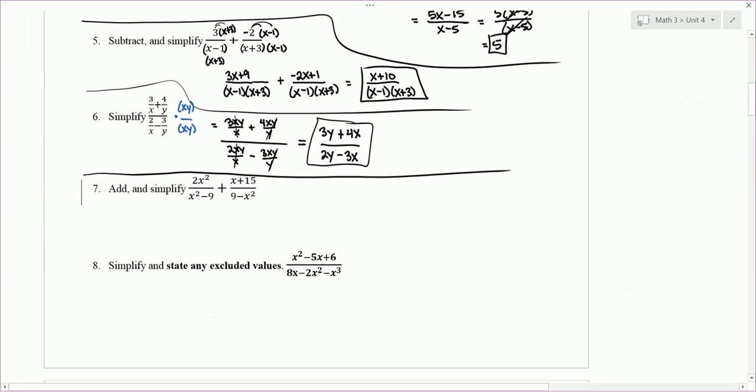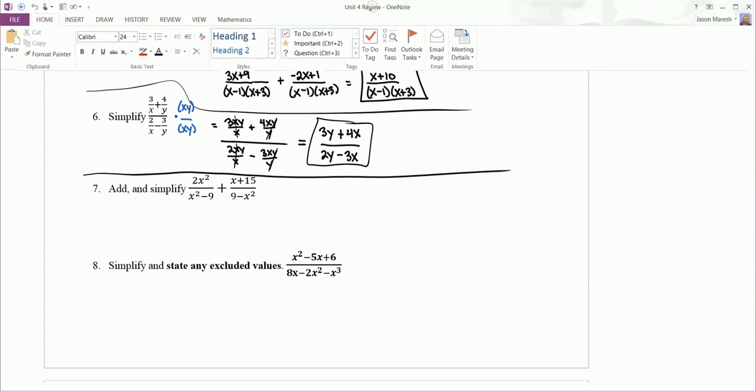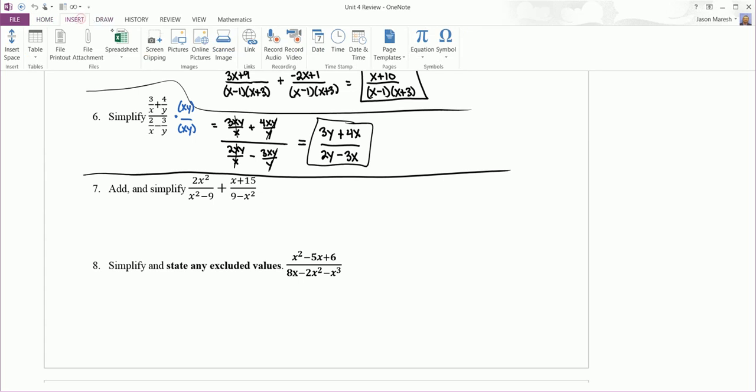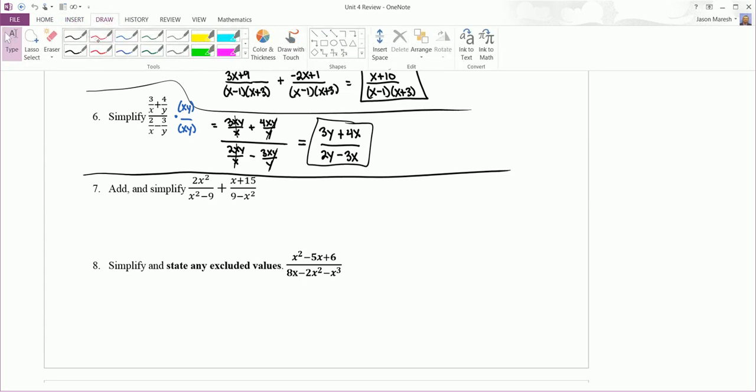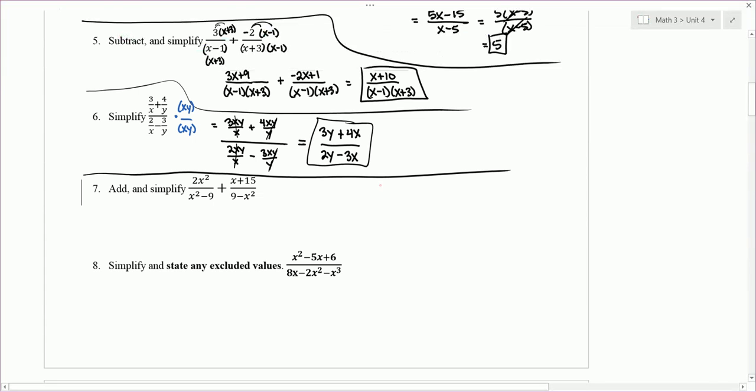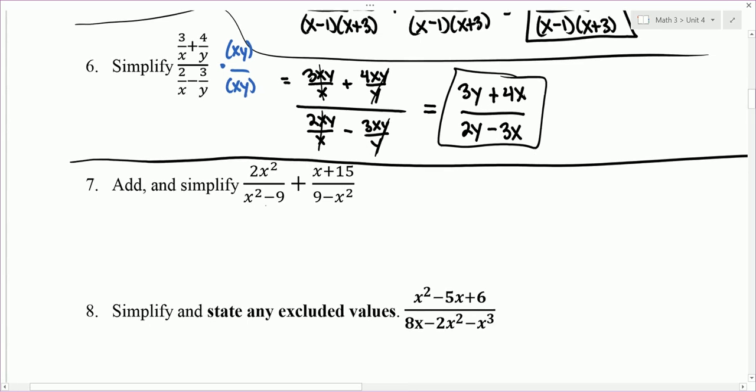Alright, number 7, we're asked to add and simplify the 2 fractions. When you add fractions, you need a common denominator. Looking at these 2 denominators, they are almost the same, but not quite. One is x squared minus 9, the other one is 9 minus x squared. Just as a side note, 9 minus x squared is the same thing as negative x squared minus 9.